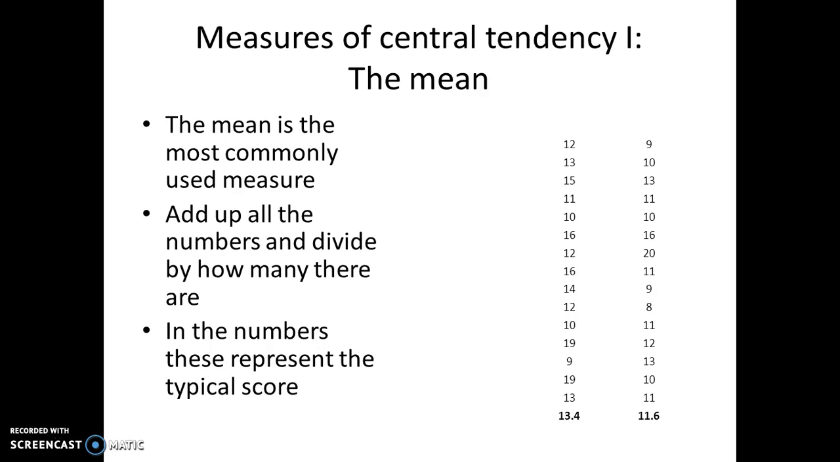Well, there are 13.4. It captures it reasonably well. That's a relatively good way of capturing a typical score, the typical person. And for the other group, we can look there, it's 11.6, and again, there are some 11s and some 10s, there's a 13 in there. Again, it's pretty typical. It doesn't capture everybody, but that's not the point. It's trying to give you an idea of the typical person.